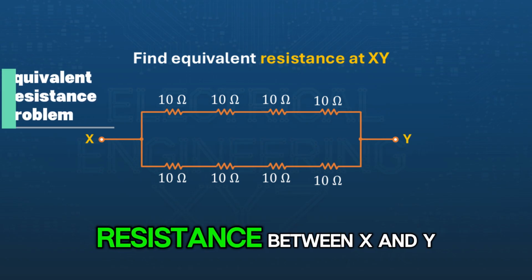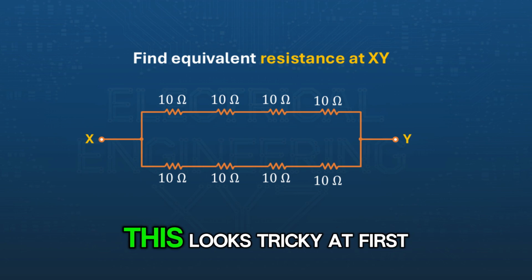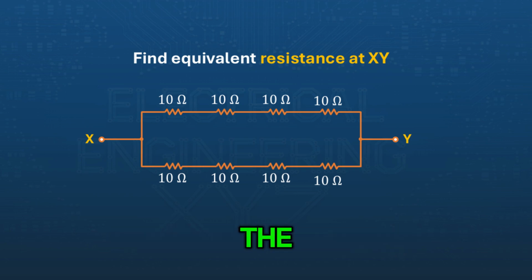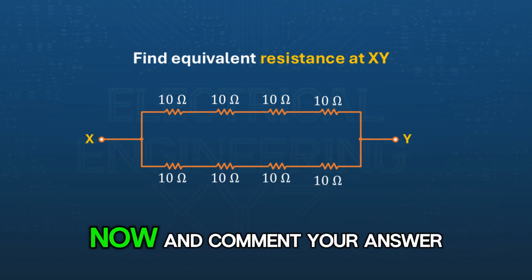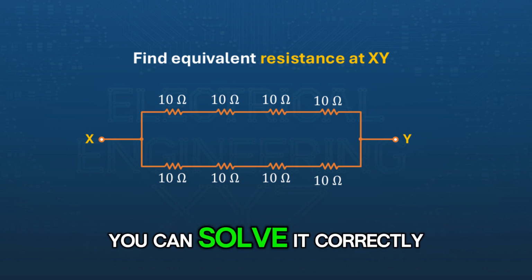Can you find the equivalent resistance between X and Y in just a few seconds? This looks tricky at first, but it's actually very simple once you spot the pattern. Pause the video right now and comment your answer before proceeding for the solution. Let's see how many of you can solve it correctly.